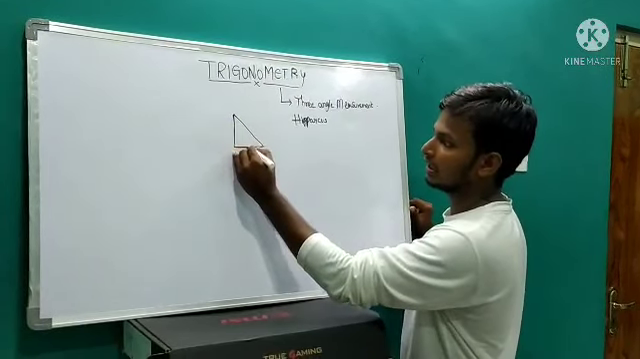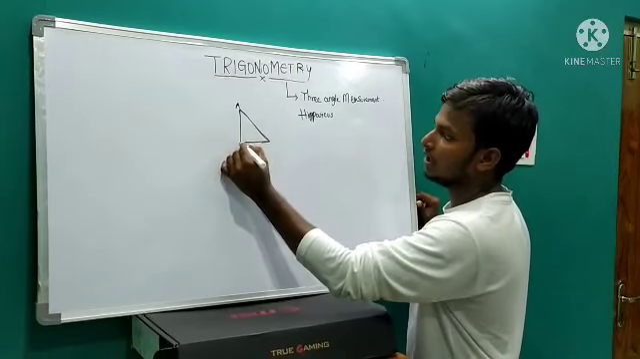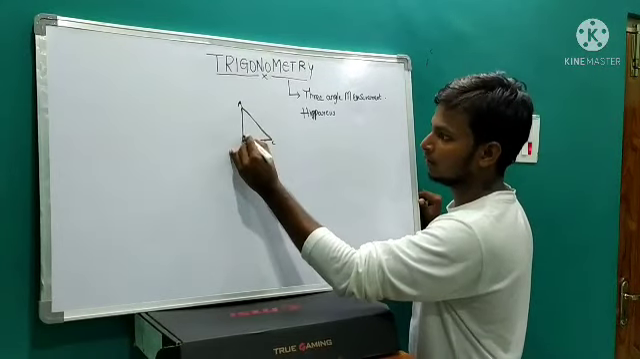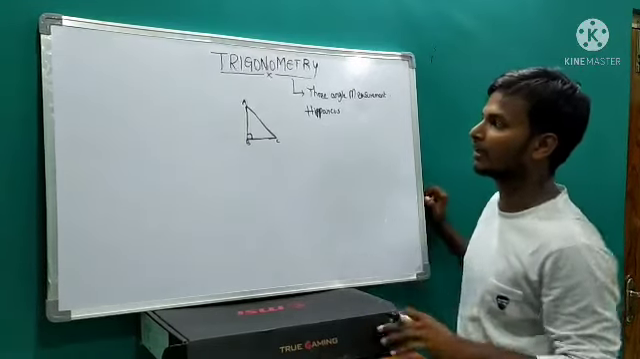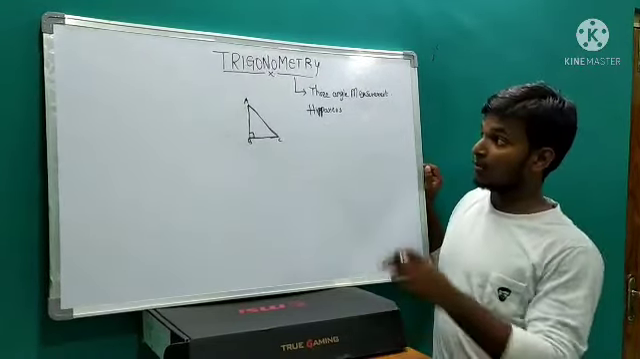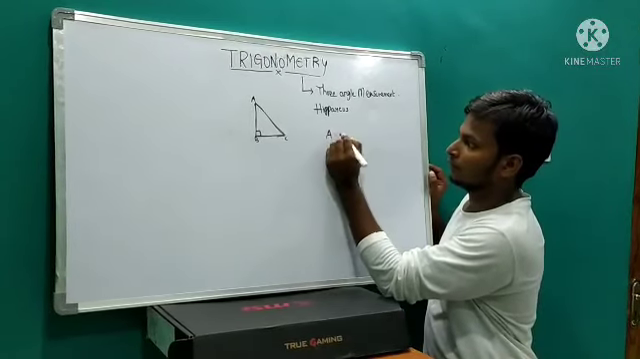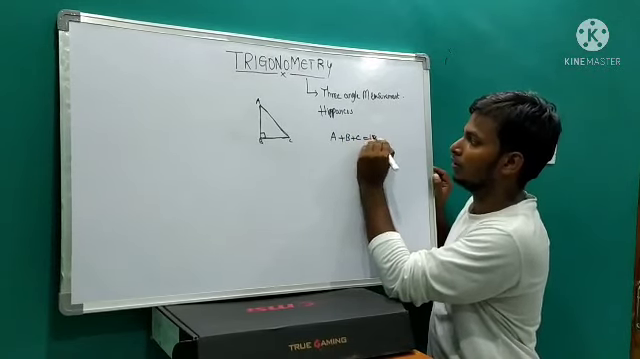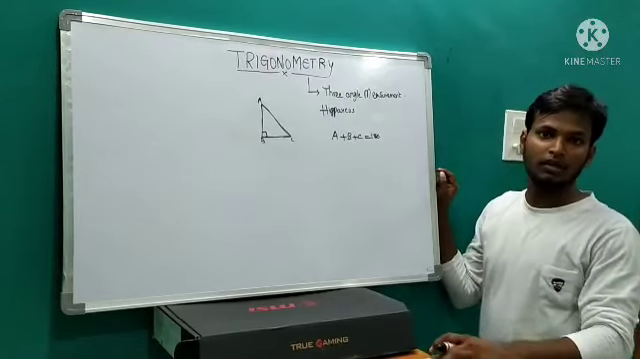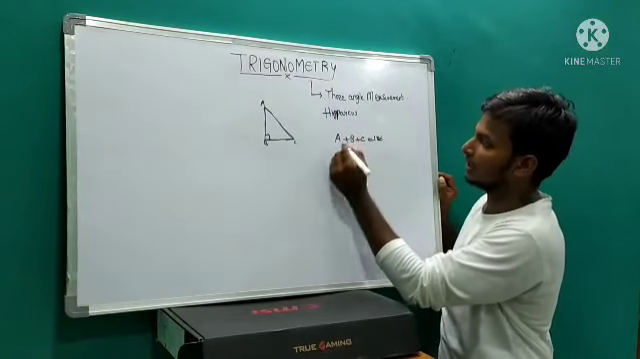Here is a right angle triangle with sides A, B, C. Here B is 90 degrees. It is a right angle. The sum of all angles in a triangle is 180 degrees. A plus C equal to 180 degrees. Here the angle B is 90 degrees. It is a right angle.